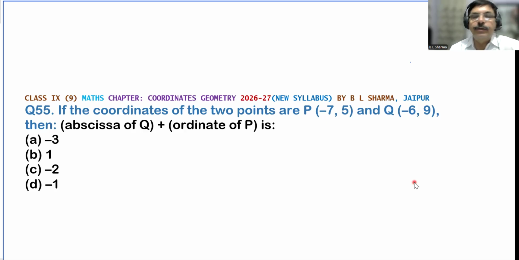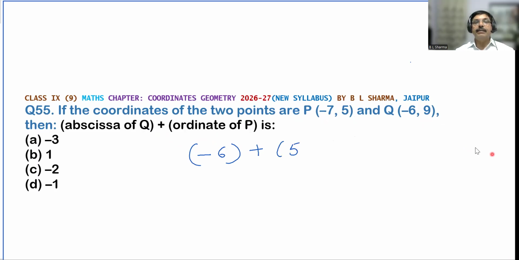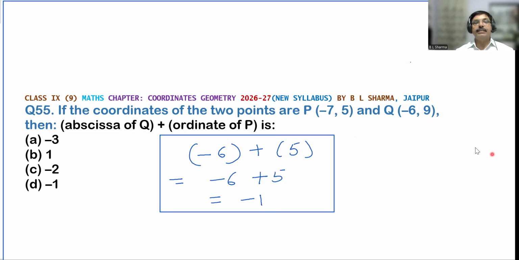Coordinates of the 2 points given -7, 5 and -6, 9. First component is the abscissa and second component is ordinate. Means x coordinate is abscissa and y coordinate is called ordinate of the given point. Abscissa of point Q, that is -6. Ordinate of point P, that is 5. So abscissa, that is -6, and add करिएगा ordinate of point P, that is 5. So -6 plus 5, that is -1, answer. So D is the correct option.